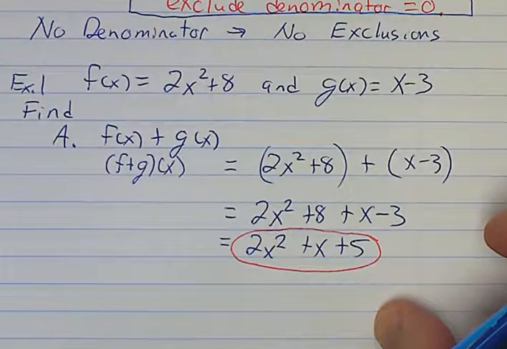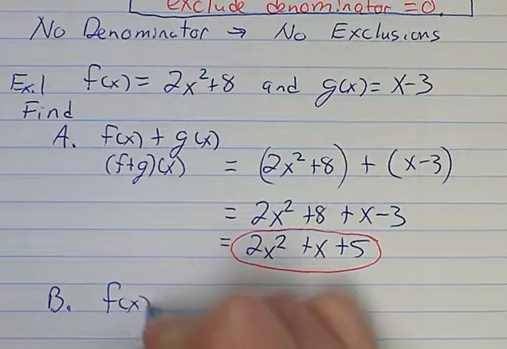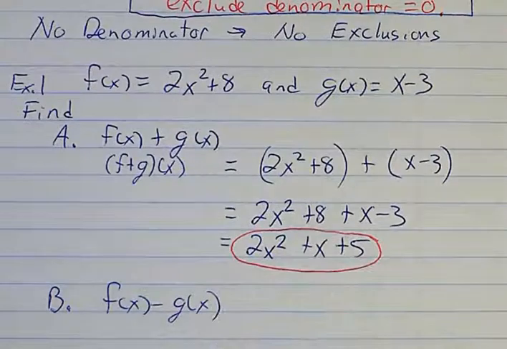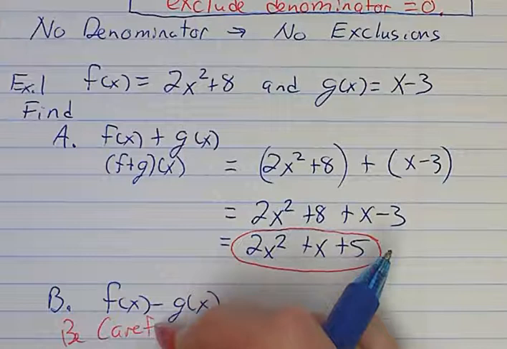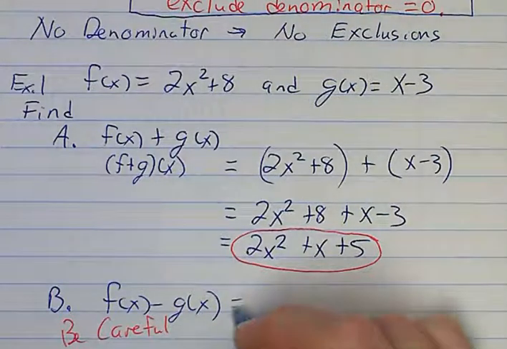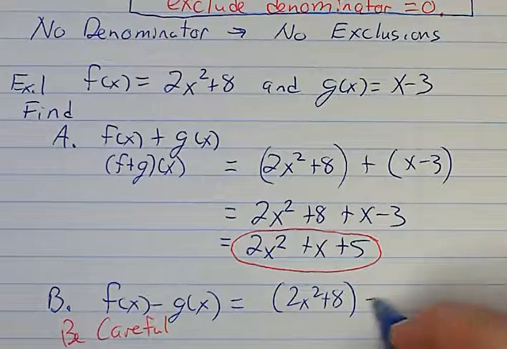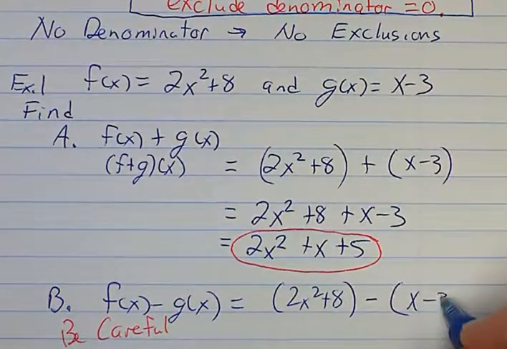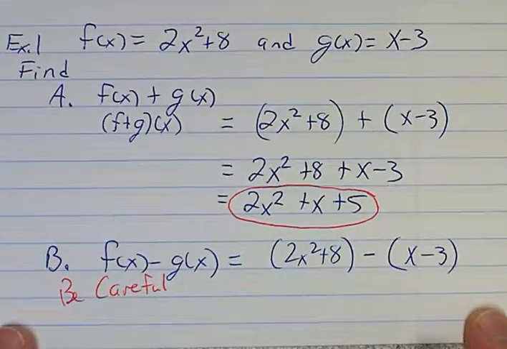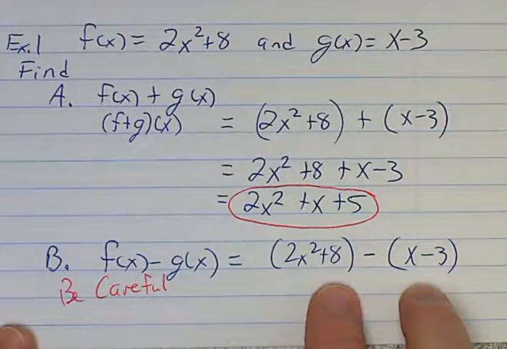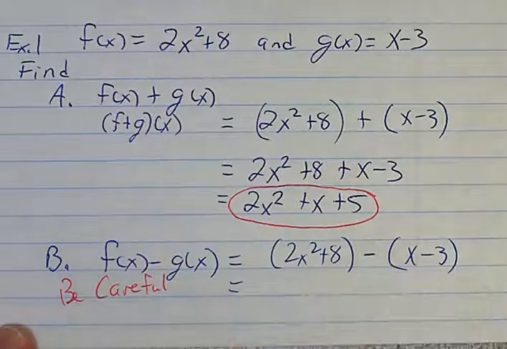Okay, with the same two functions, this time we're going to do subtraction. And when you do subtraction, you have to be careful. Because it's 2x squared plus 8 minus (x minus 3). And you may be saying, well, why are you putting those in parentheses? Well, the biggest thing is that when we do the subtraction, it helps a little bit, because if you don't put this, sometimes you'll make a simple little mistake.